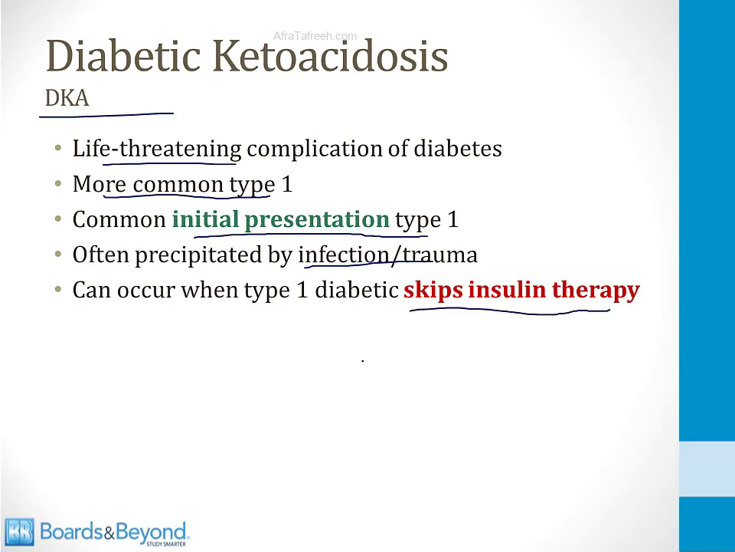insulin therapy. So remember that type 1 diabetes is a disorder of children, and when children become teenagers, they often become rebellious, and sometimes they don't want to take their insulin and they skip therapy, and they can get very sick, and one of the complications they can develop is DKA.